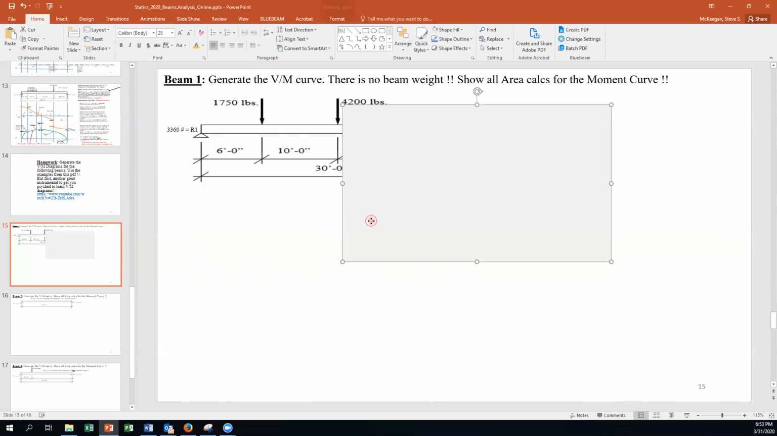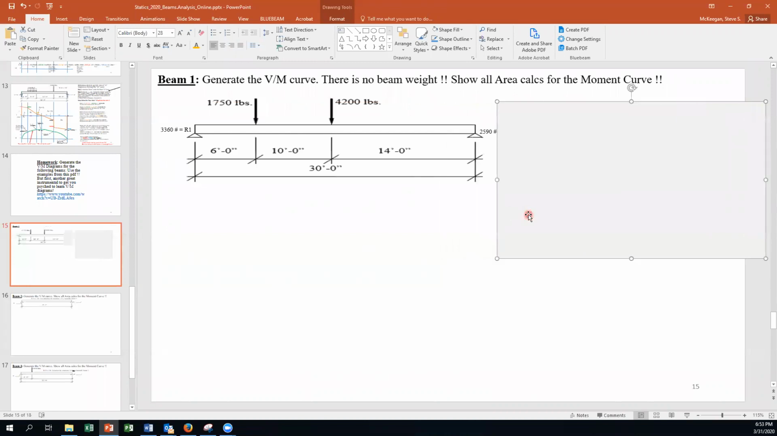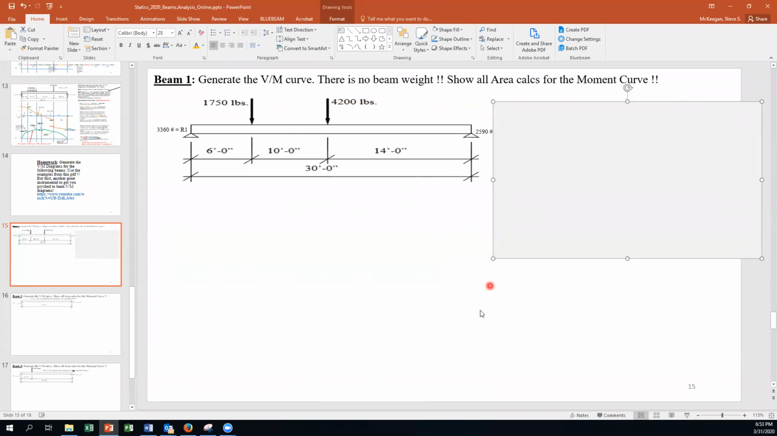Now what do I do? As I keep uncovering that, what's the value of the shear curve? It stays at negative 2590. And now, amazingly, I have to do what? 2590 up, and that brings me back to 0.